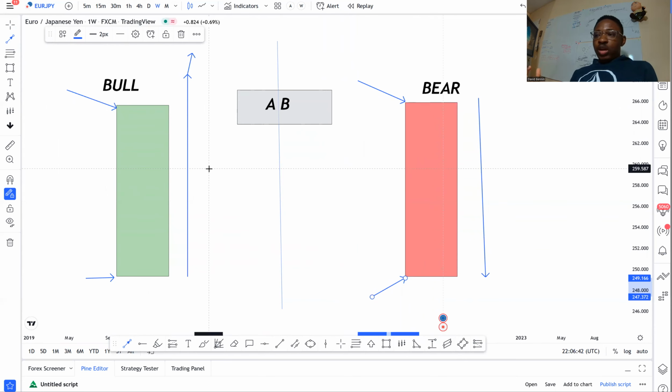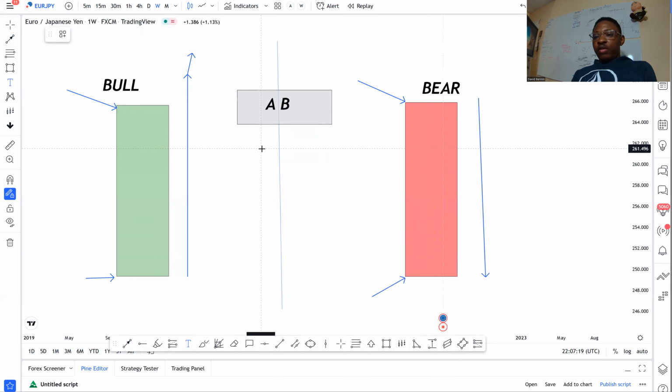You are buying two currencies, you're trading them together, and it's like they're fighting against each other. The two currencies are representing two teams, and depending on which of the teams is winning the fight, that is what is going to determine the direction of the market. So if the market pushes up, it means the bull team is winning. If the market pushes down, it means the bear team is winning.